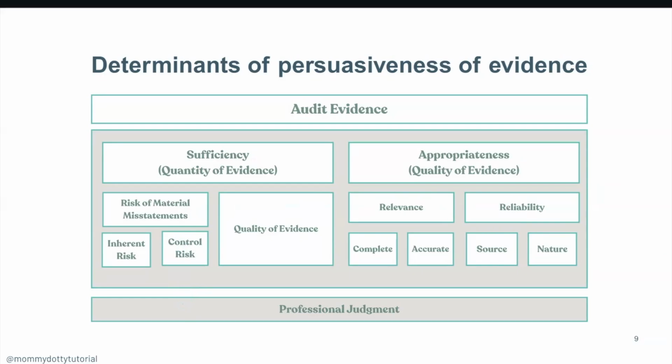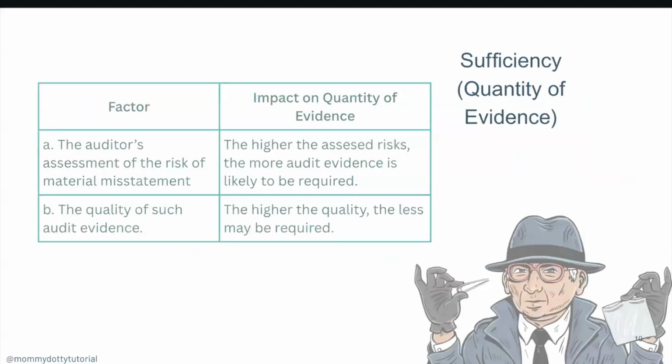In this diagram, you can see the determinants that affect the overall persuasiveness of audit evidence obtained. Now let's discuss this in detail. Sufficiency, remember, sufficiency from the word sufficient, is the measure related to the quantity of the audit evidence. The required quantity of evidence is affected by the following: the auditor's assessment of the risk of material misstatement. The impact is, the higher the assessed risk, the more audit evidence is likely to be required.